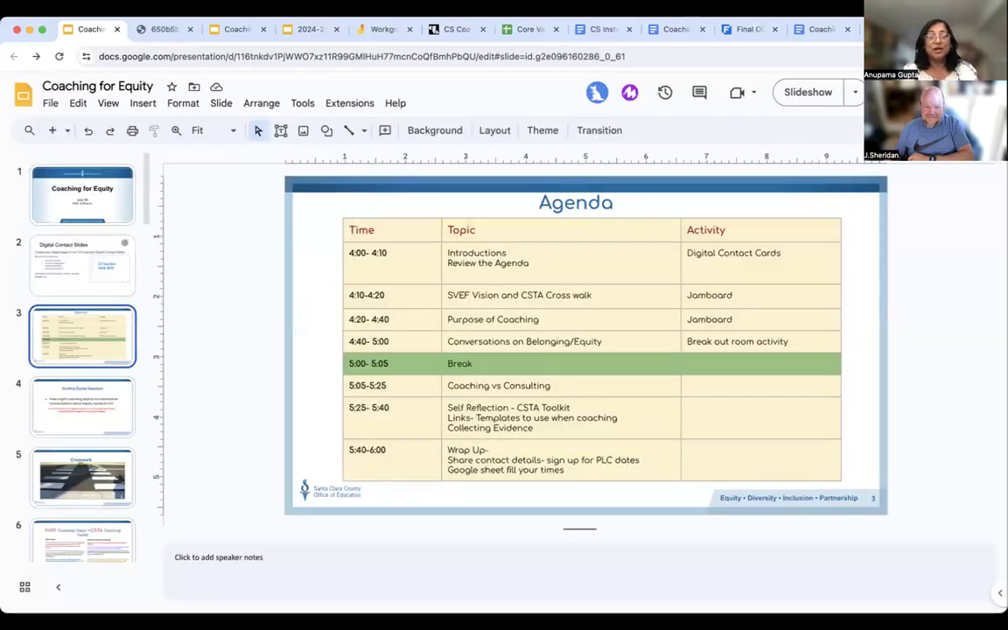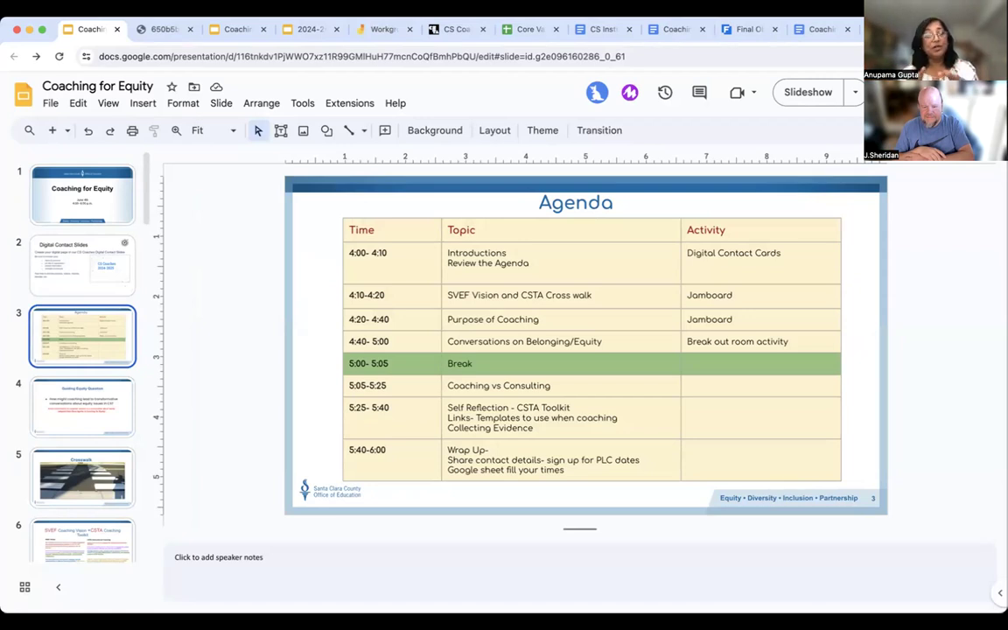The agenda for today: first was introductions, and I'll go over the agenda. Then I'm going to do a quick crosswalk between the SVF vision and the computer science coaching standards, especially on equity and how it aligns together, so that our purpose of the work is the same.